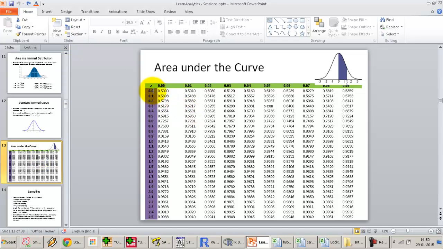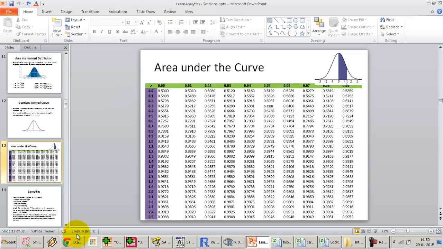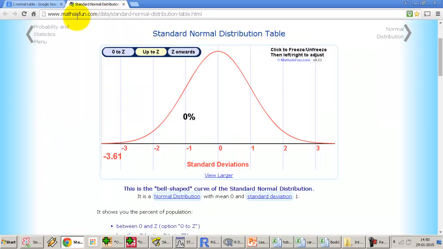Therefore, at the value of mu equal to 0, at 0 standard deviations from the mean, the area up to that point is 50%, right? One way of looking at this is, and I'm going to look at a very interesting implementation of this on the website mathsisfun.com. The link will be published in the description, right?